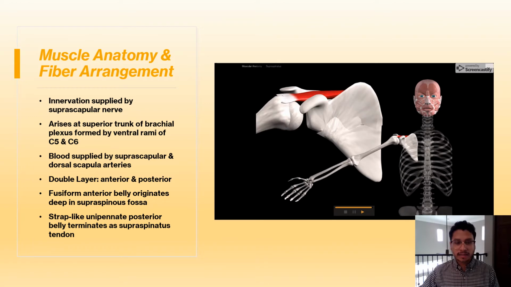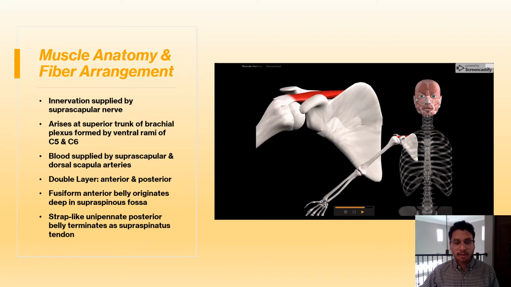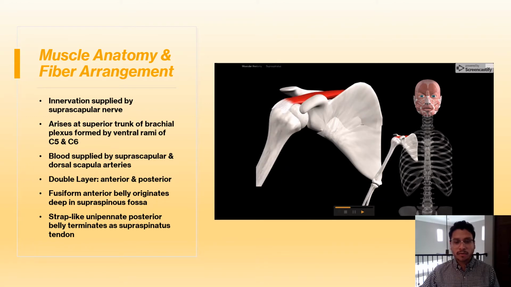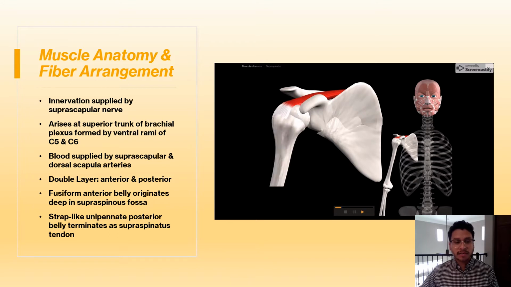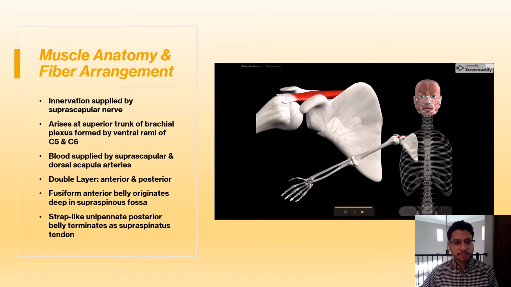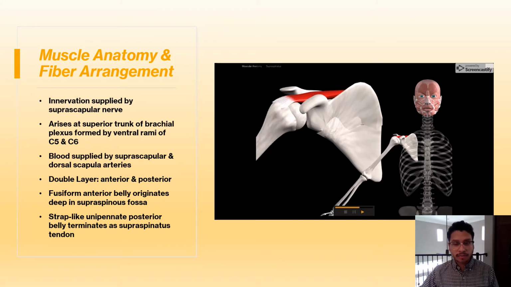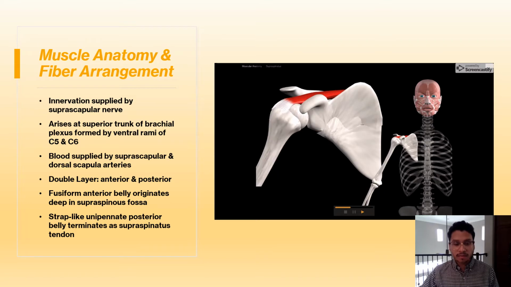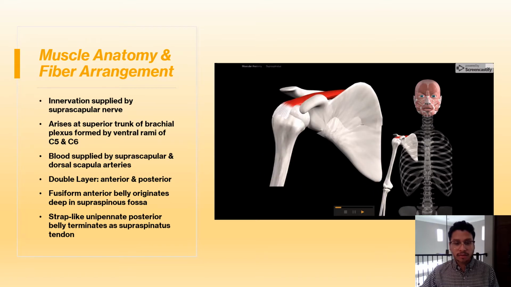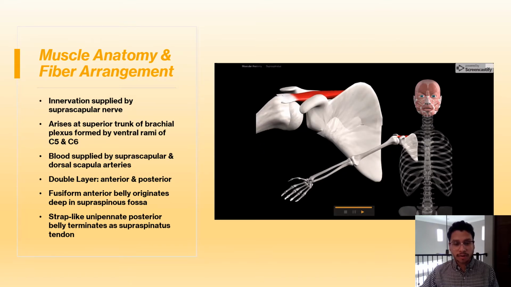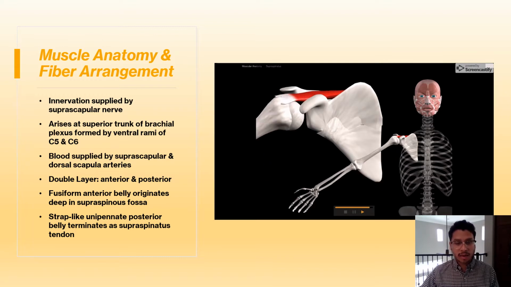This nerve arises at the superior trunk of the brachial plexus, formed by the ventral rami of C5 and C6. Blood is supplied by the suprascapular and dorsal scapular arteries. About 90% of the blood is supplied through the suprascapular artery, and the remaining 10% is supplied by the dorsal scapular artery.